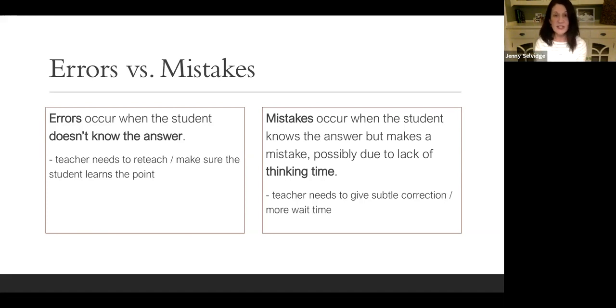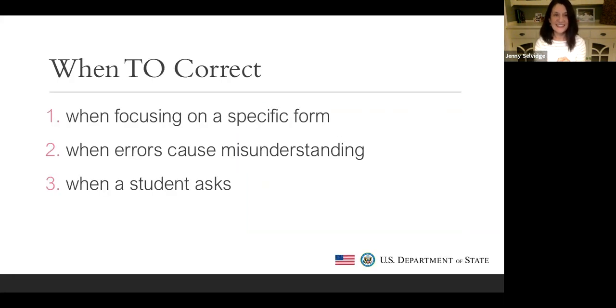So this is why mistakes happen. So in this case, they know the answer, they just didn't say the right answer. So the teacher could give them more wait time or can give them that subtle correction, and then they'll say, oh yeah, I know the answer, which happens a lot. Next. Okay, so when to correct.